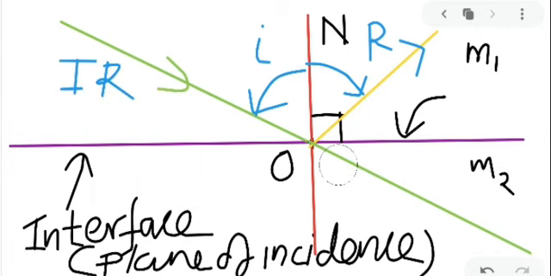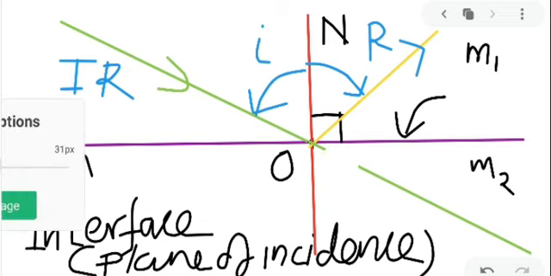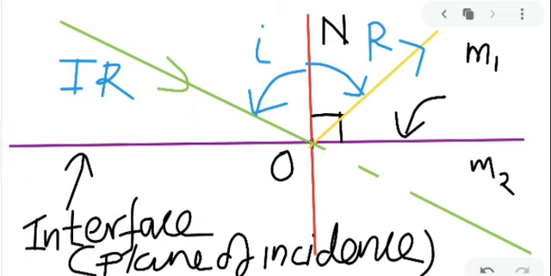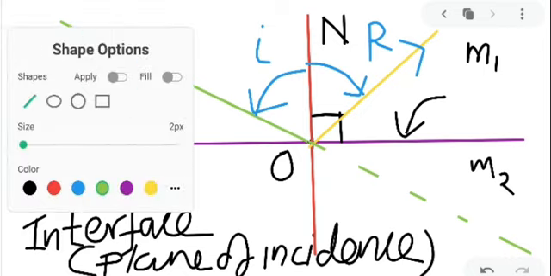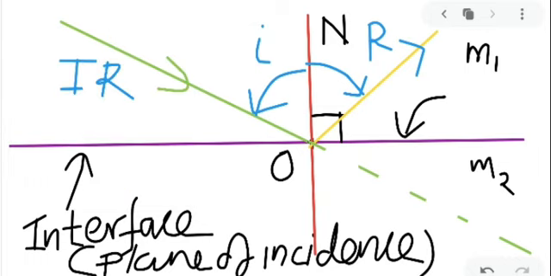Let me not use a full line. I can just make dotted lines. These dotted lines represent the original path, but that is not what is going to happen in the second medium. The light ray, I can use blue, will not go in the actual path in the second medium. It will move away from the actual path. It will deviate from the actual path. It will either move away from the normal, I'm sorry, it will either move away from the normal or it will come towards the normal.